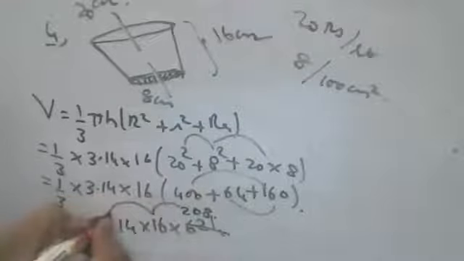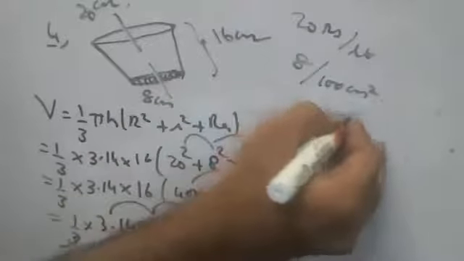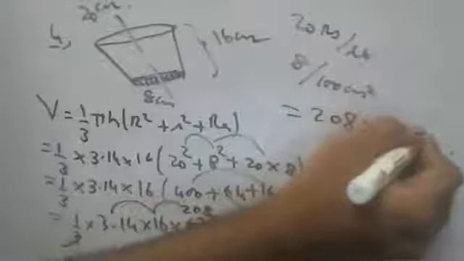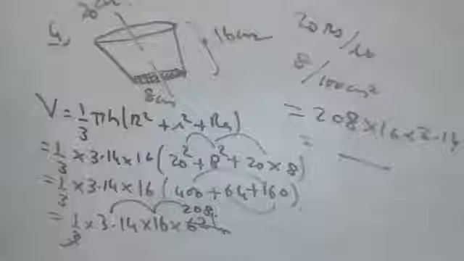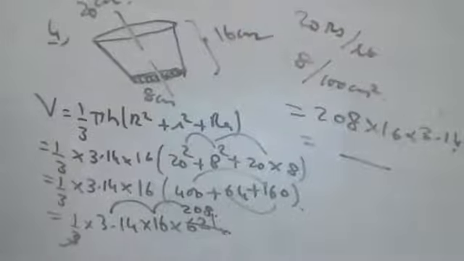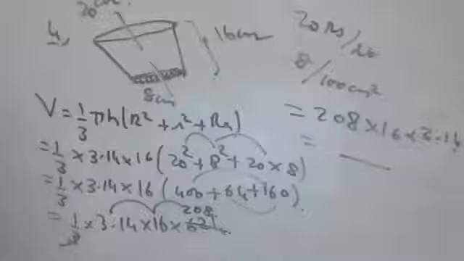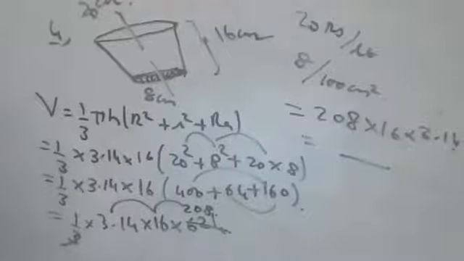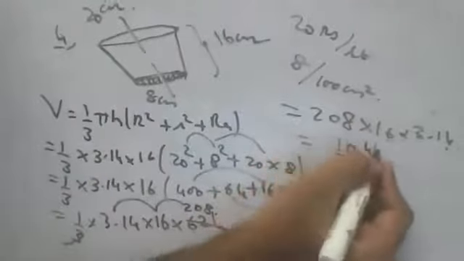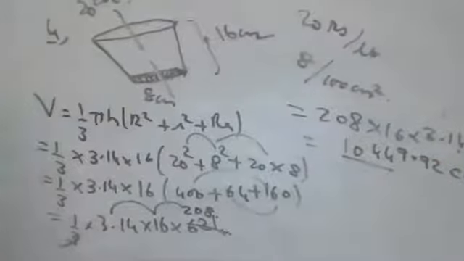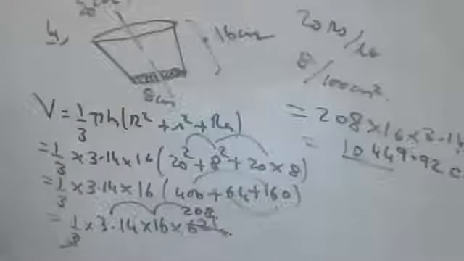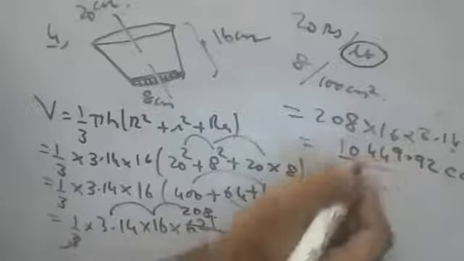So this into this gives the volume. 208 into 16 into 3.14 centimeter cube. So the answer is 208 into 16 into 3.14, which is 10449.92 cc. But he wants the answer in liters. Cc to liters is divide by 1000.